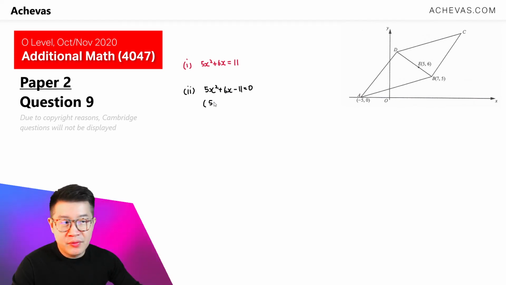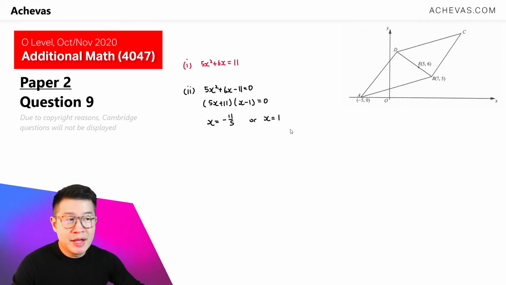Factorizing this, we have 5x plus 11 multiplied by x minus 1. This is equal to 0, which means that x is going to be equal to minus 11 over 5, or x is equal to 1.